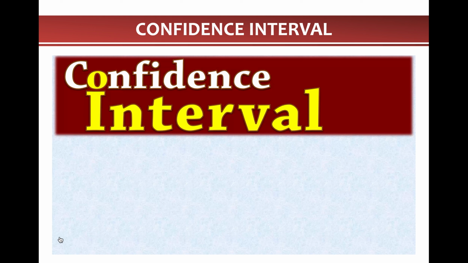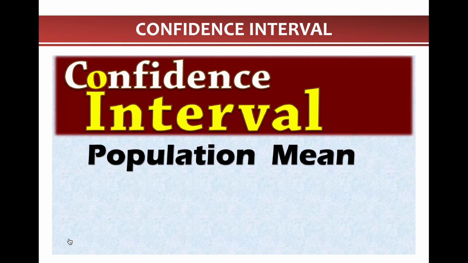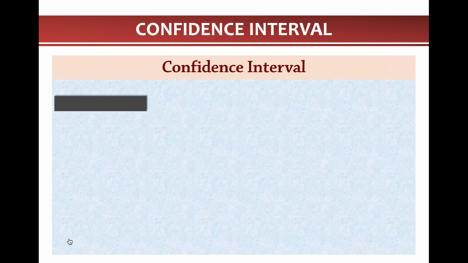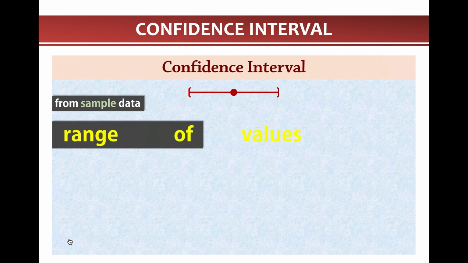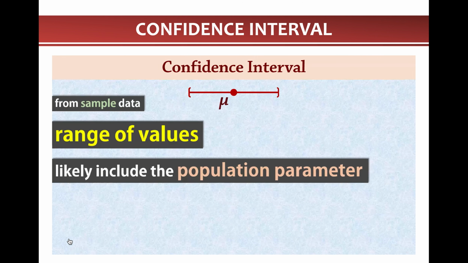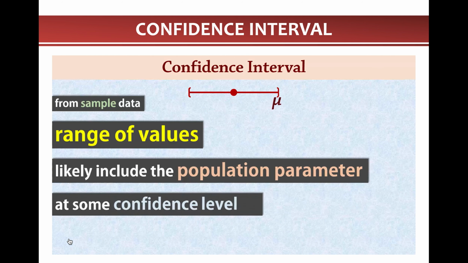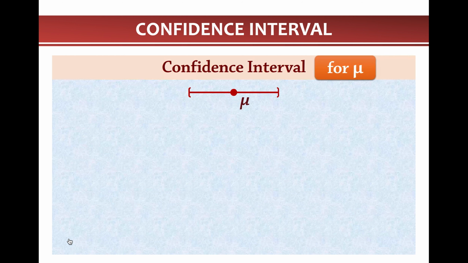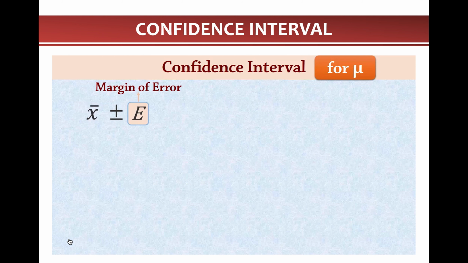Okay, let's take a look at what a confidence interval is. In this video, I'll be constructing confidence intervals for a population mean, assuming the population standard deviation is known. A confidence interval constructed from sample data is a range of values that is likely to include the population parameter at some specified confidence level. The confidence interval for a population mean is determined by taking the sample mean, the point estimate, and subtracting and adding the margin of error to it.